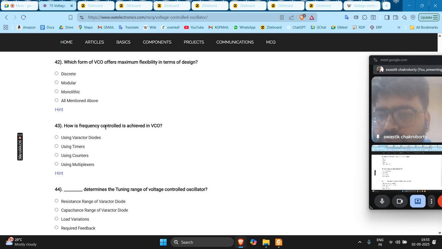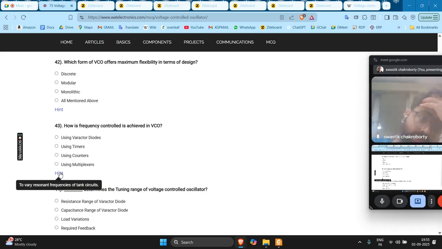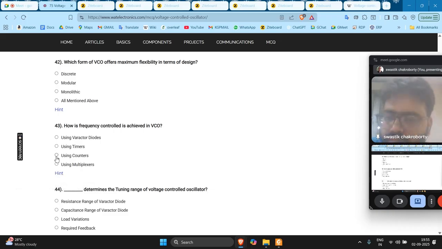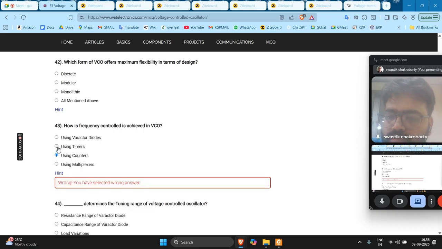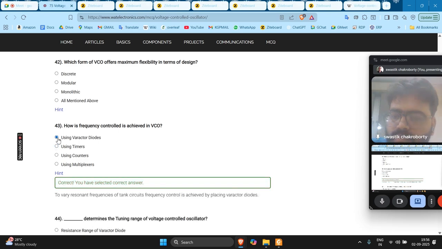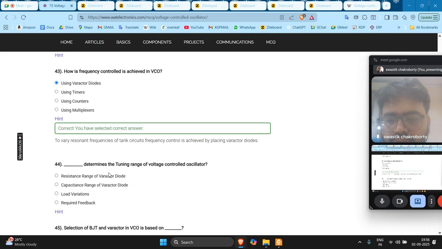How is frequency control achieved in a VCO? By using timers, varactor diodes, counters, or multiplexers. So it varies the resonant frequency of the tank circuit. Tank circuit here means LC, inductive capacitive circuits. So it uses varactor diodes to control the resonant frequency of the LC circuits.